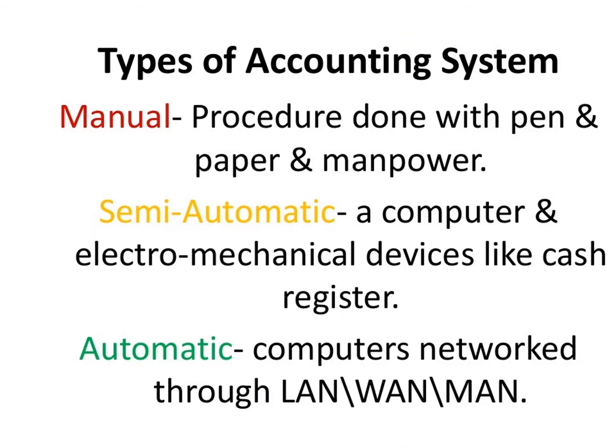Types of accounting systems. First one is manual, a procedure done with pen and paper and manpower. Second one is semi-automatic, where a computer and an electromechanical device like a cash register is used.